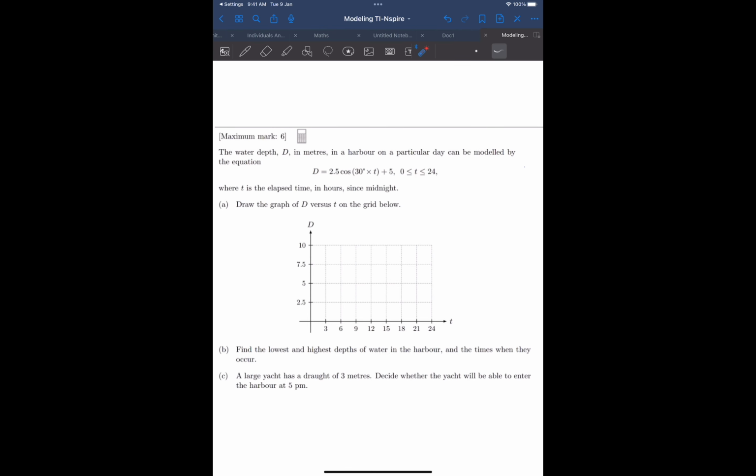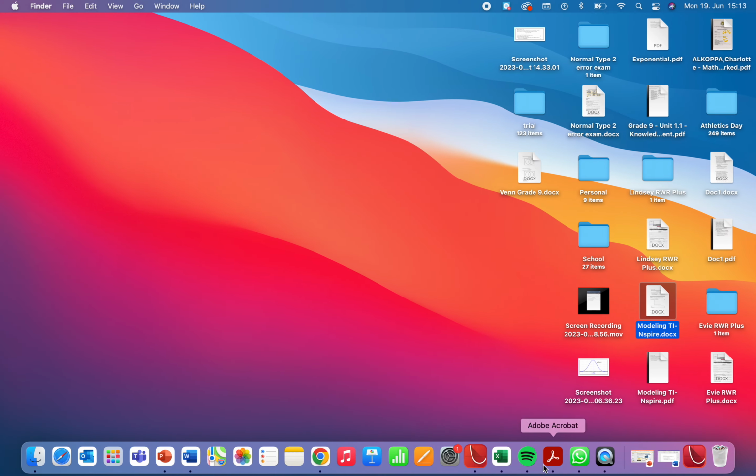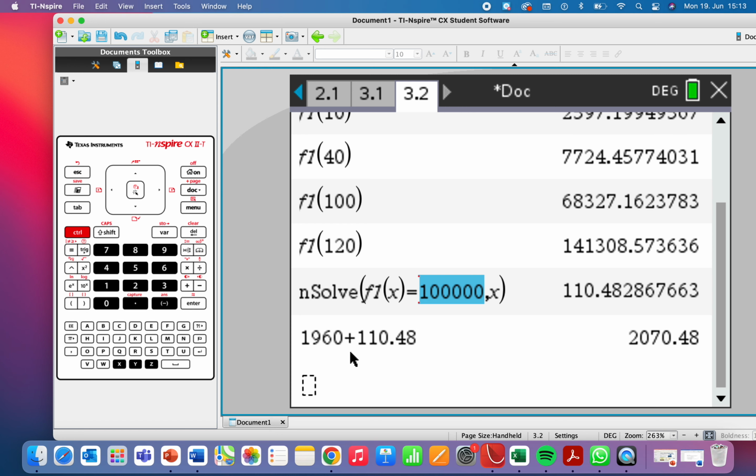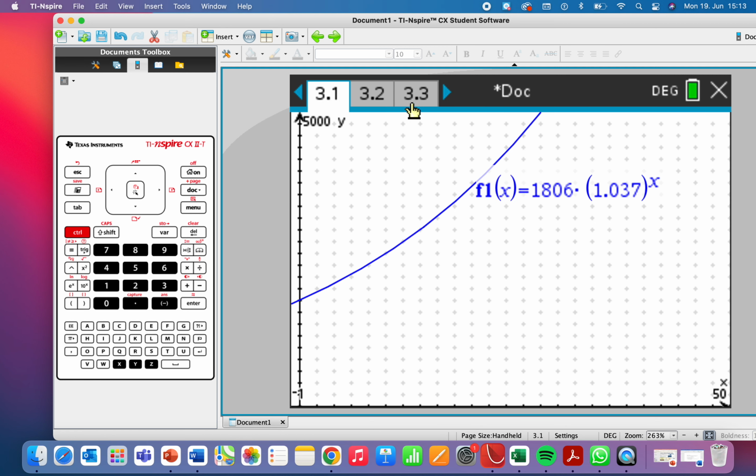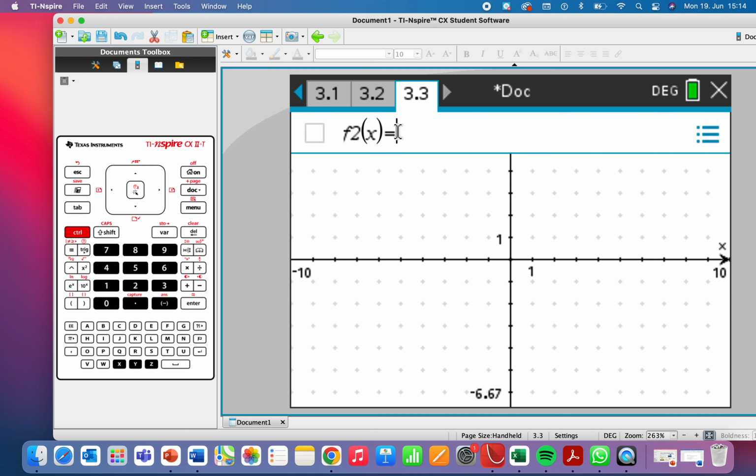So we've got to get a sense of what the actual variables measure. Now we're going to put this straight into our TI-Nspire, but of course, instead of d, we're going to have an f1 of x, and instead of t, we're going to put x. So let's go straight to the TI-Nspire. Here it is. We go doc, insert a new graph. Mine's going to be f2 because I've already got some equations in f1.